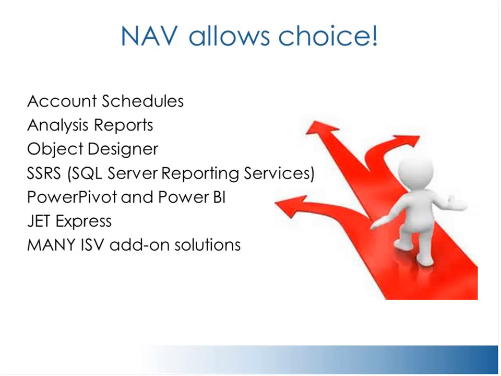And it may be something just as simple as what it looks like, what your board wants, what your executive team might want, what you want to publish internally versus externally. And it also might be things related to your industry, where your industry does particular things with your financial statements, where you have to show some detail in order to make that financial statement meaningful. So NAV allows choice, and account schedules is one of those choices, but there's lots of other choices as well.